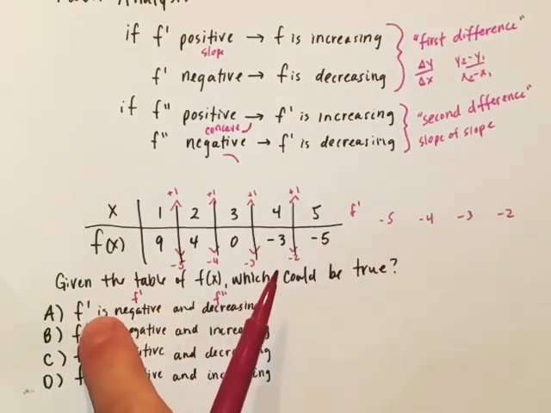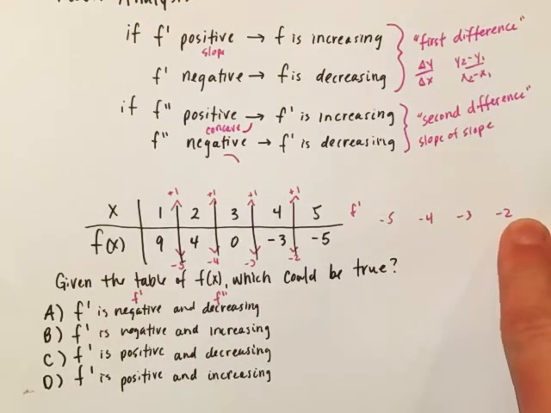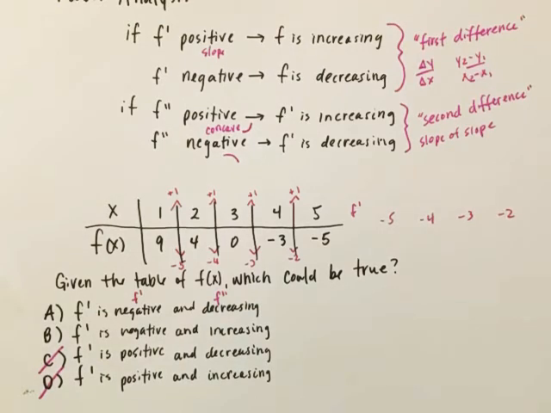So we can answer that first question. Is f prime going to be negative or positive? Well, let's look at all of these numbers. Clearly all these numbers are negative, so we can cancel out those two right there. All right, just because, sorry, I should cross out the part that's incorrect.